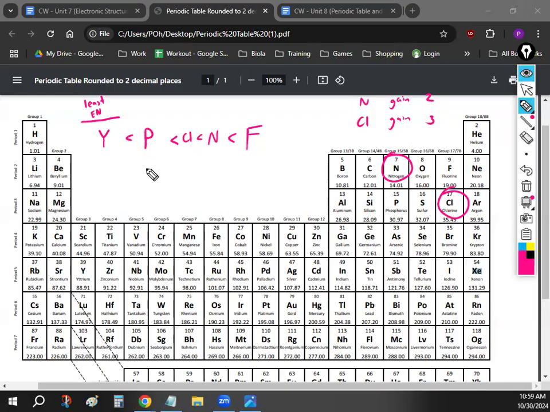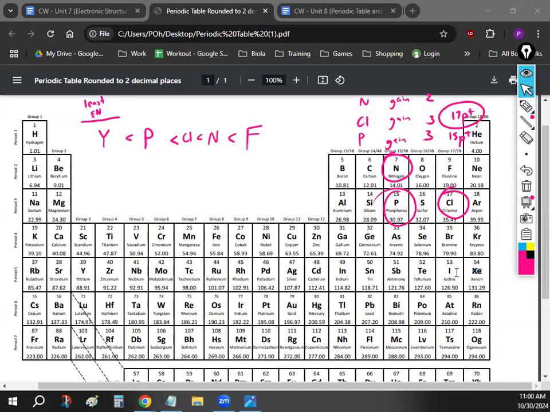Now, if you didn't know about P, let's just say you wanted to put P in there as well. P also wants to gain, and P has 3 shells. The last thing that you need to look at are the protons. P has 15 protons, and Cl has 17 protons. Since Cl has 17 protons, it has more protons in the middle. It's like a prettier girl in the middle, right? They're pulling in the electrons more. And so Cl is more electronegative than P for that reason. It's because of the protons.